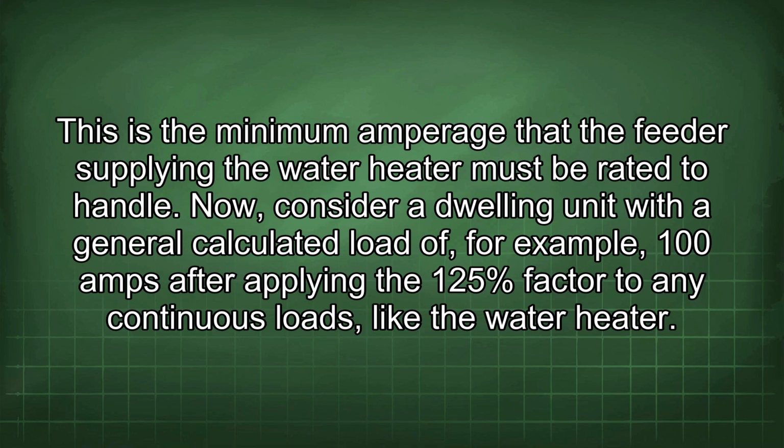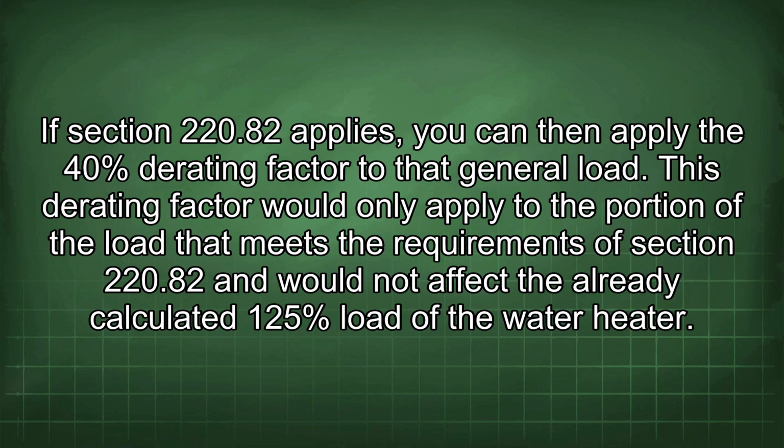Now consider a dwelling unit with a general calculated load of, for example, 100 amps after applying the 125% factor to any continuous loads, like the water heater. If section 220.82 applies, you can then apply the 40% derating factor to the general load. This derating factor would only apply to the portion of the load that meets the requirements of section 220.82 and would not affect the already calculated 125% load of the water heater.